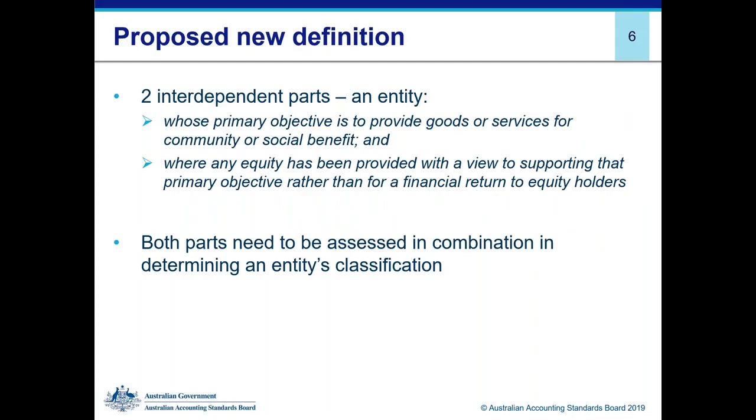The proposed new definition then, drawn from the New Zealand standard: a not-for-profit entity would be an entity whose primary objective is to provide goods or services for community or social benefit. So that sounds very similar, in part, to the current definition, but there's a further part where any equity has been provided with a view to supporting that primary objective rather than for a financial return to equity holders.